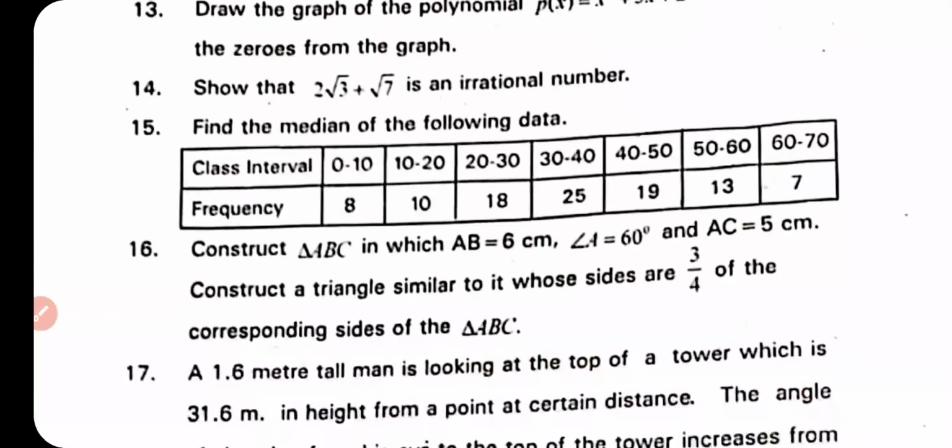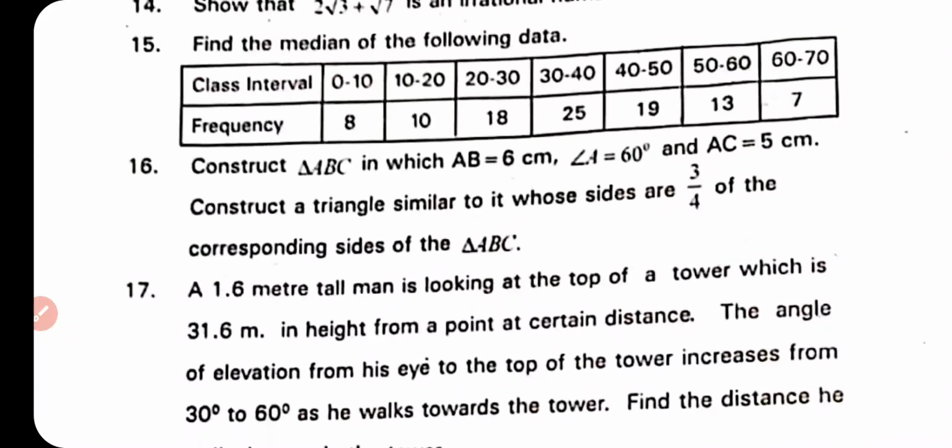Question number 16. Construct triangle ABC in which AB equal to 6 centimeter, angle A equal to 60 degree and AC equal to 5 centimeter. Construct a triangle similar to it whose sides are 3 by 4 of the corresponding sides of triangle ABC.